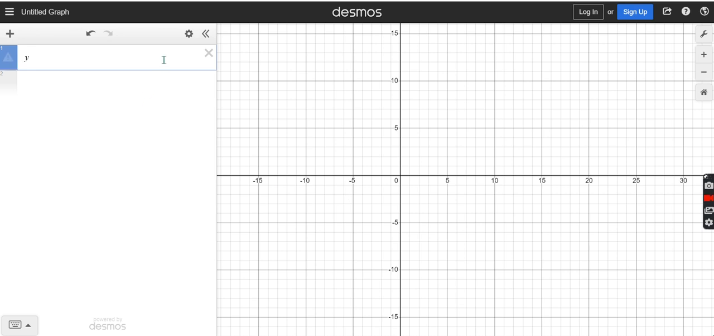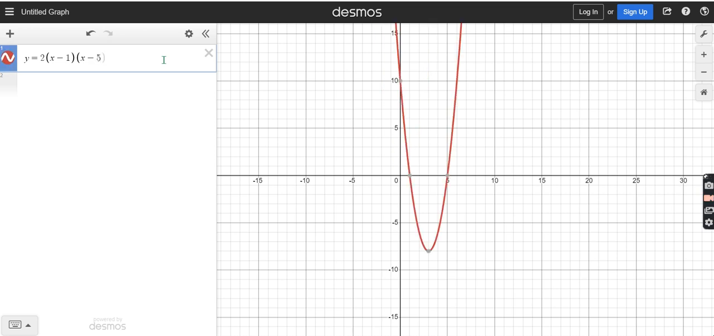So I'm going to go y equals, and then I'll give some number, let's say 2, open bracket, x minus 1, close bracket, open bracket, x minus 5, close bracket. Okay, so let's see what that looks like. So you see I have a parabola. The 2 indicates the stretch factor. So this parabola has been stretched by a factor of 2. And the 2 is positive, which means the parabola is going to open upwards.